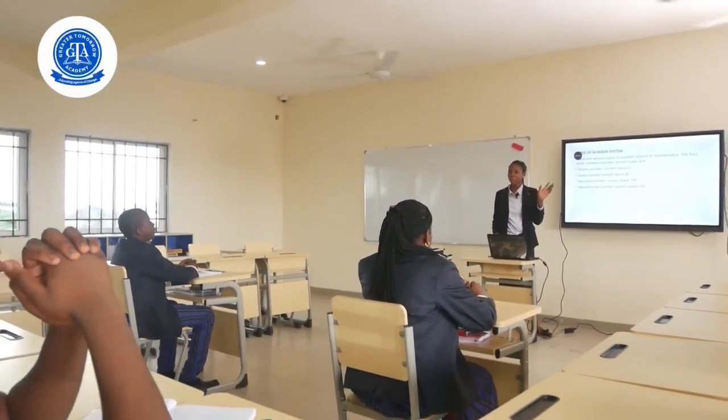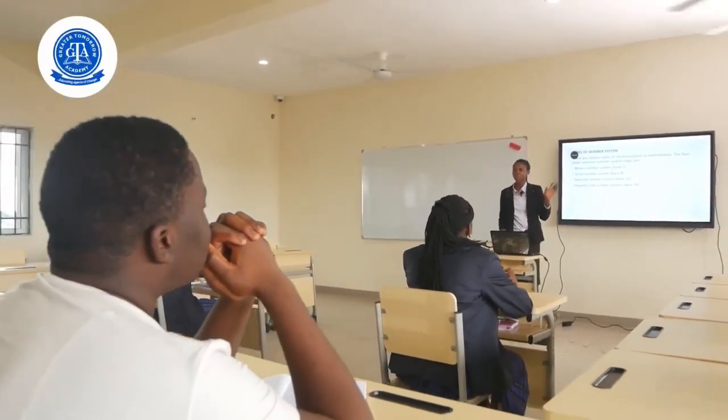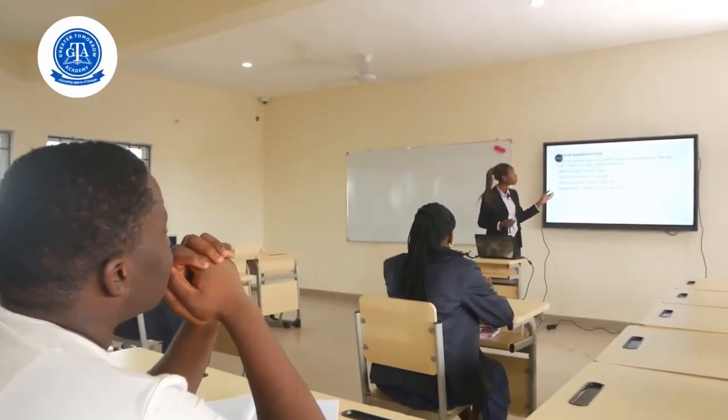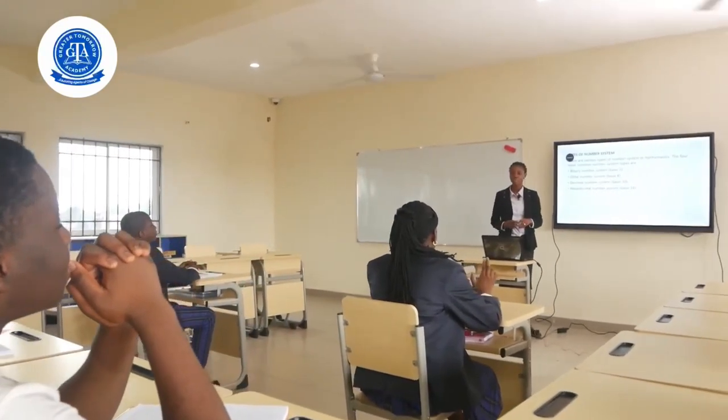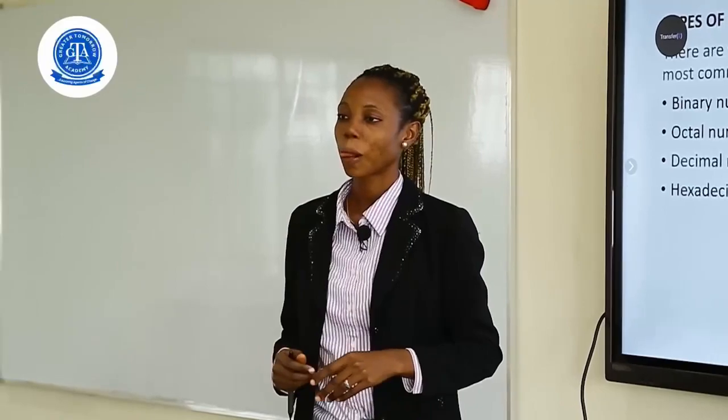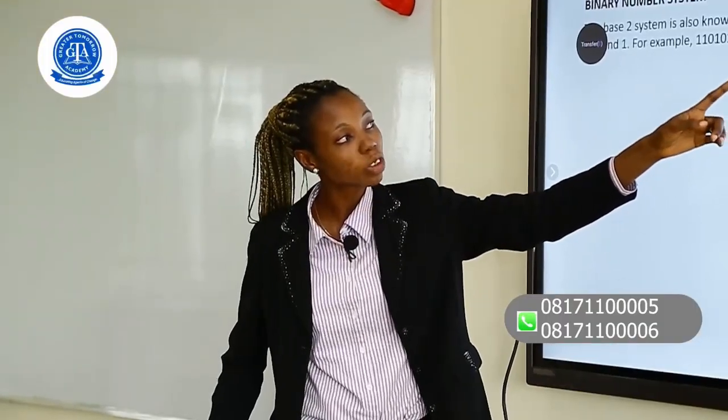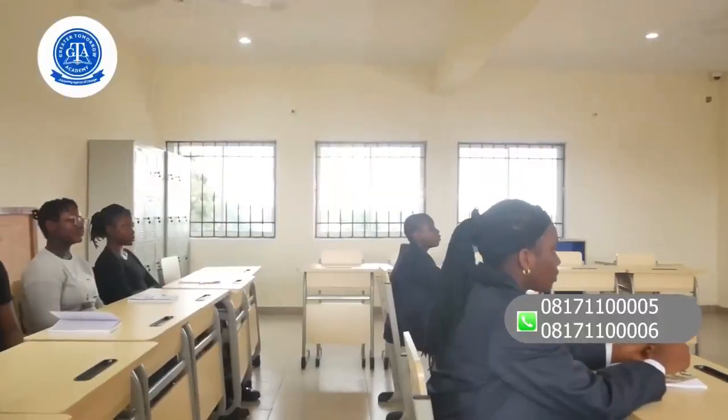So who can help me with the number system? Yes, if you know it, raise up your hand to tell us the types of number system. Yes? Binary number system, octal number system, decimal number system, and hexadecimal number system. Good. What is a binary number system? It signifies that it has 2 digits, which are 0 and 1.